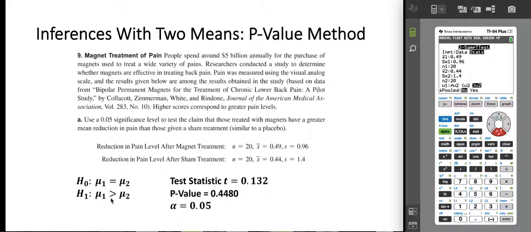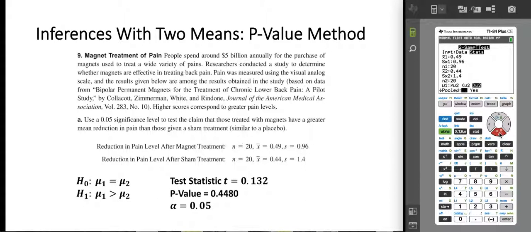This is a two-tailed test. Remember that. This is a two-tailed test. So, we're testing the claim that mu1 is greater than mu2. So that's the choice you want to put in the calculator. Make sure you highlight the correct choice and press enter. So we are doing the greater than or right-tailed test.